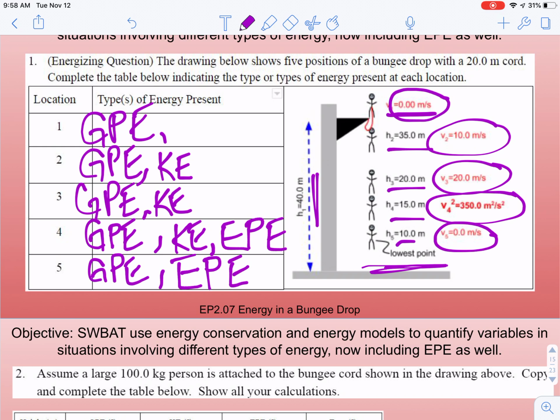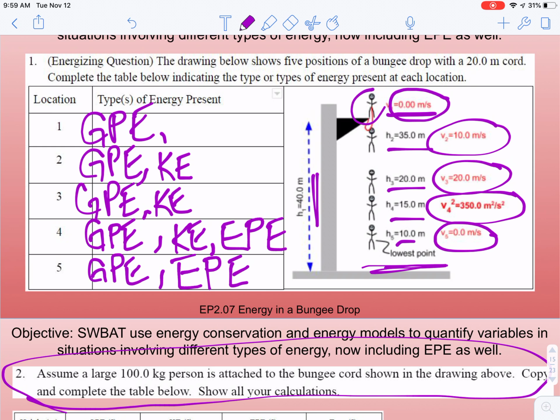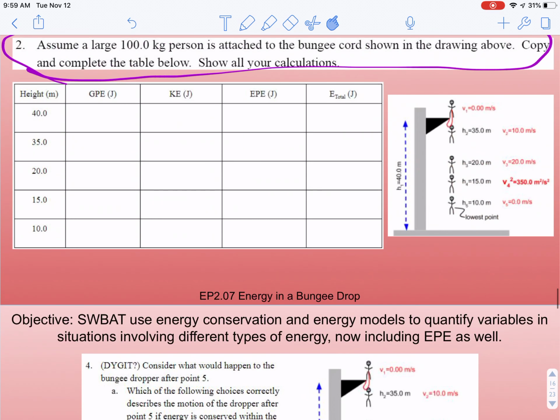Okay, so we are all set. Basically this was just adding in some speeds and labeling the forms of energy on your previous diagram. We're going to keep this diagram and do this problem here. Okay, so I'm going to show you guys how to do that. Now we're going to say that this person here is 100 kilograms and they are attached to the bungee cord, and we're going to calculate all of these. We're going to fill in this table.